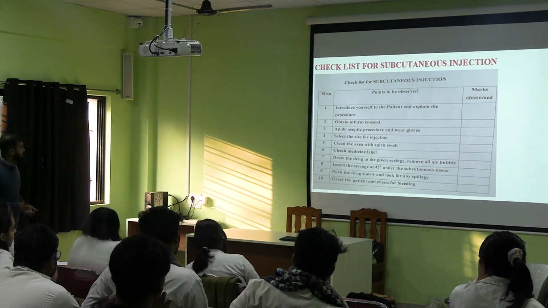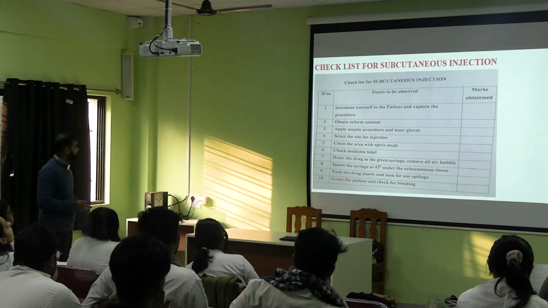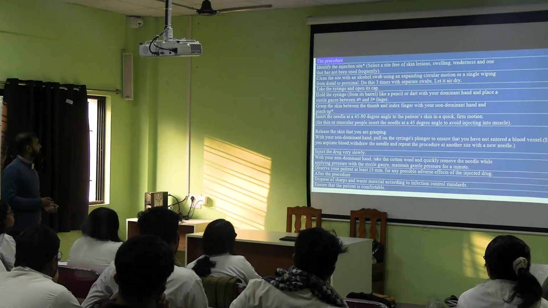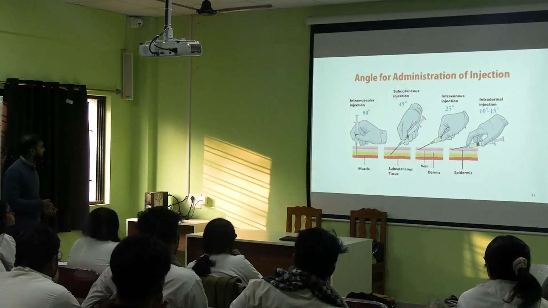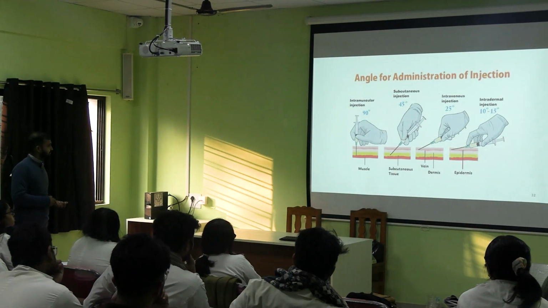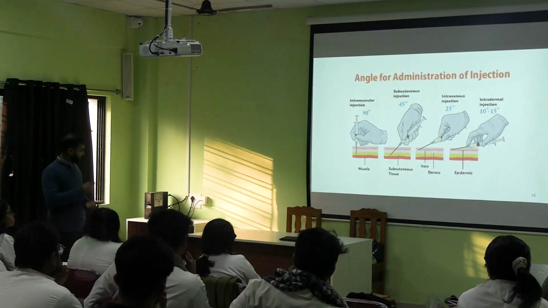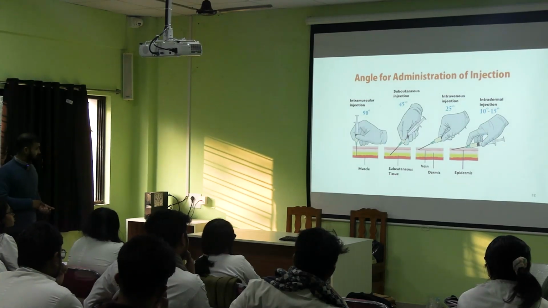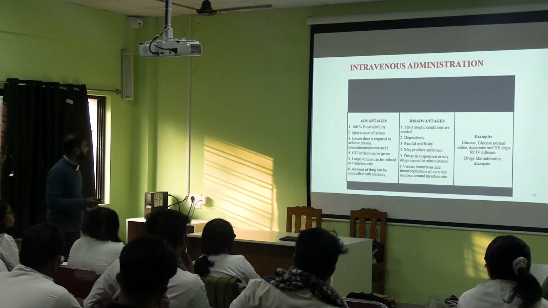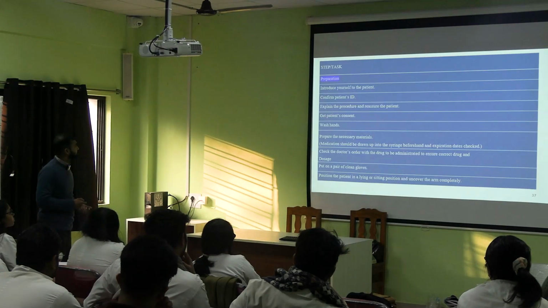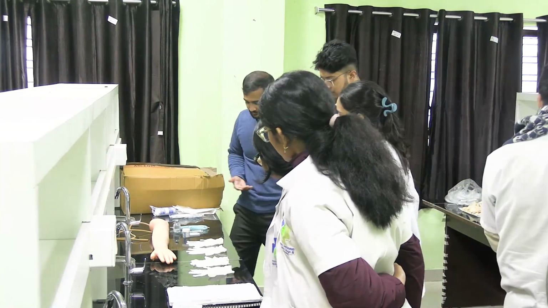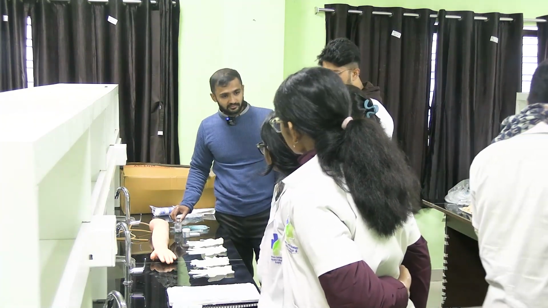This is a checklist for SC. This is the procedure. These are the various angles: for IM 90, for SC 45, IV 25, intradermal 10 to 15 or 5 to 15. IV today we are not going to do. From parenteral, which ones? Intramuscular and SC.